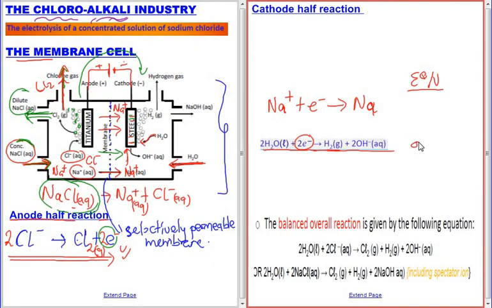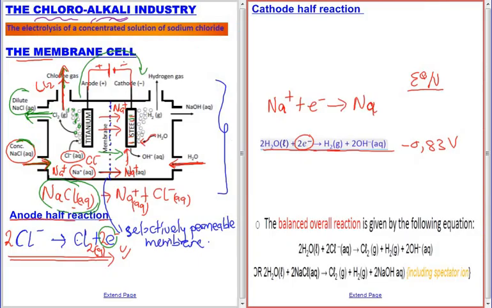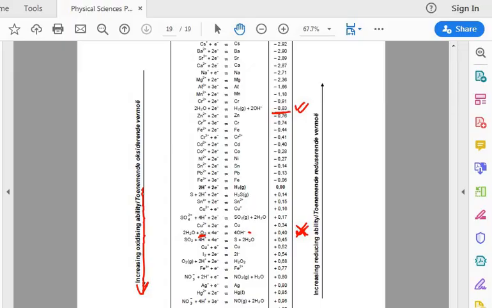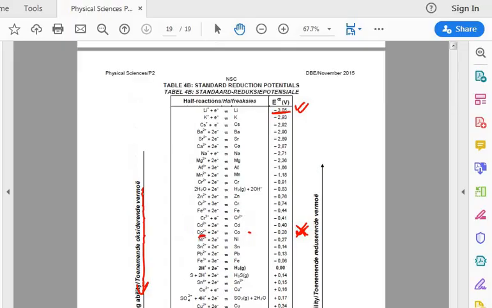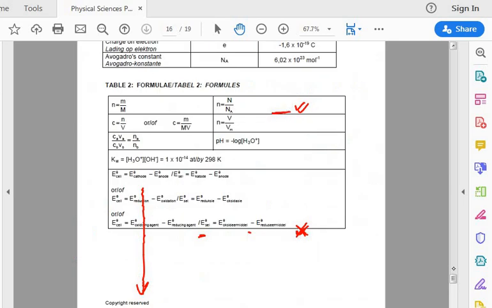Okay, and then let's go and look for sodium itself. Hopefully we find it. Okay. So we are expecting it to be somewhere. Let's see.